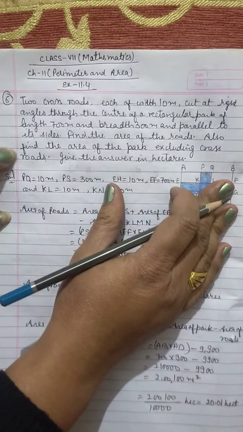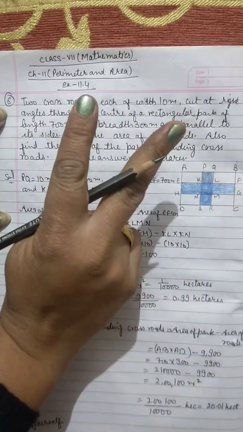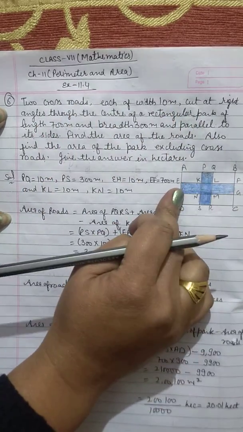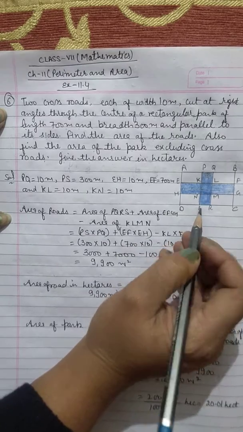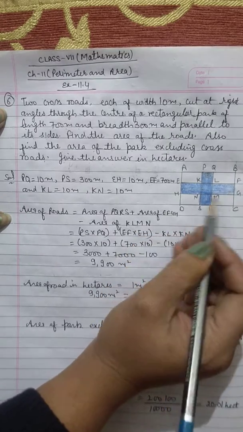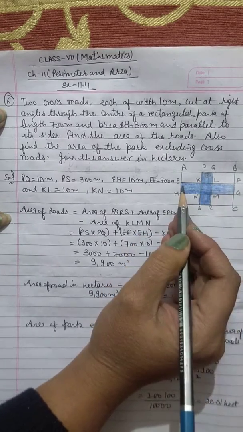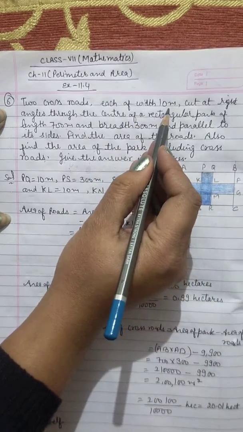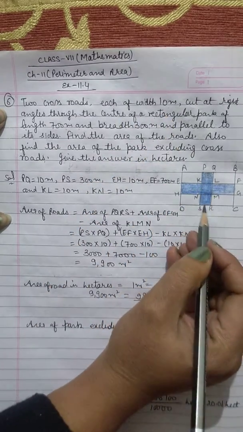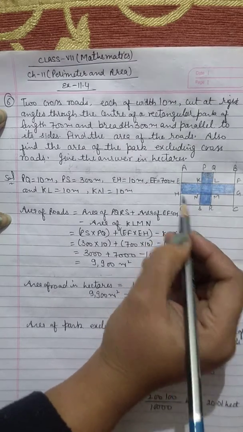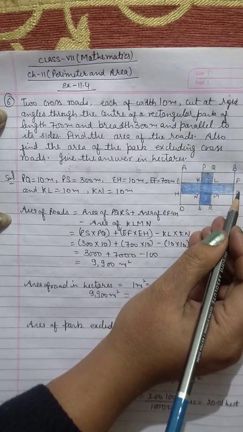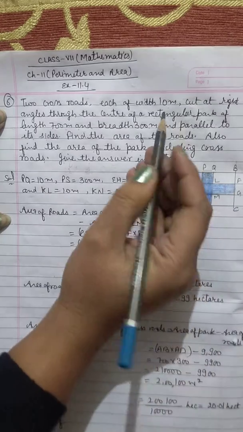So what is given in this statement here? That we are having two crossroads. See, these are the two crossroads and we have given them the names PQRS and EFGH. These are the two crossroads here. Each of width 10 meter means these roads are of width 10 meter. It is given that PQ, EH, SR, FG are of 10 meter length.